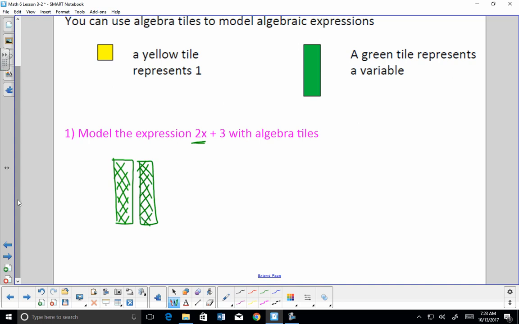And then I have a 3 right here, which means I need 3 yellow squares. There's 1, there's 2, and there's 3. If I wanted to, I could color them in with yellow. Like so. And that's the expression 2x plus 3. So if you see something with tiles, you should be able to read what the expression stands for.